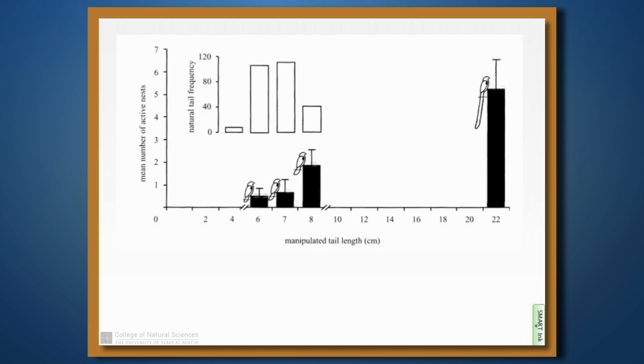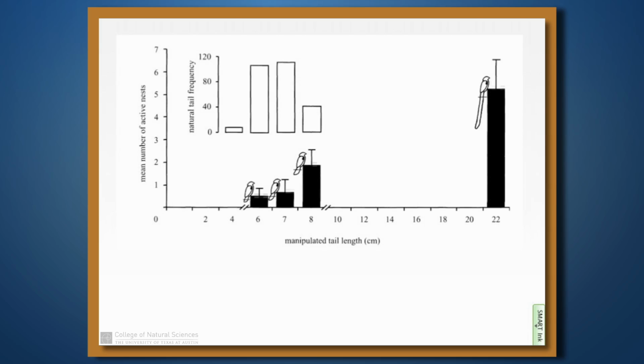And we know that the longer tail is attractive to females because one of the other things that the researchers did was they created artificially super long tails. That's that last bar on the right. They created some males that had 22 centimeter long tails. Now these don't occur in nature, but what they did was they snipped off the tail feathers from other males and then glued them on to these males to create super long tail feathers. And what you can see is that these males with super long tail feathers were very strongly preferred by the females. In fact, on average, they were guarding 5 nest sites.